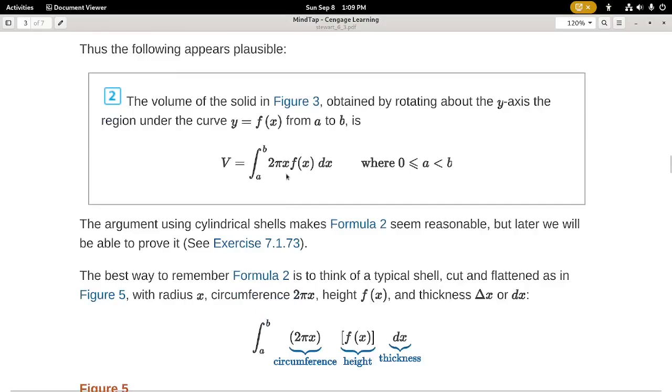Circumference, height, thickness. Integrate. That's all that's needed there.